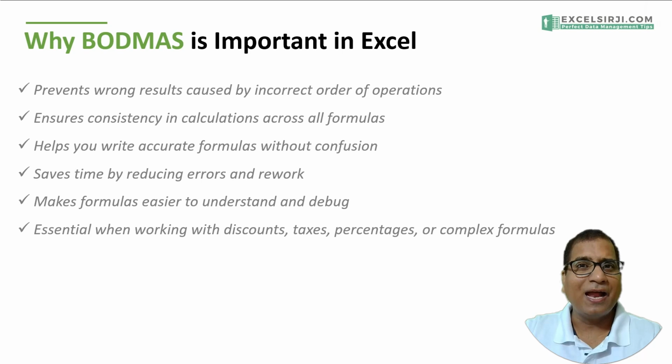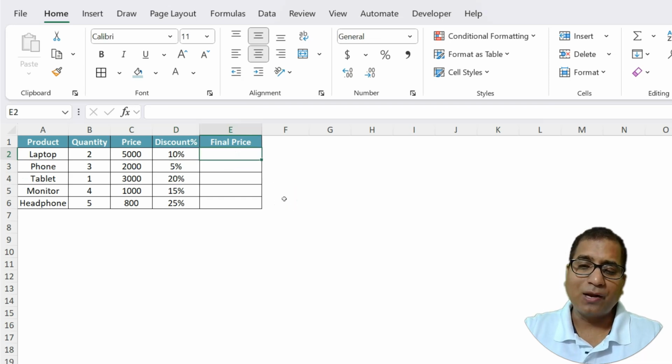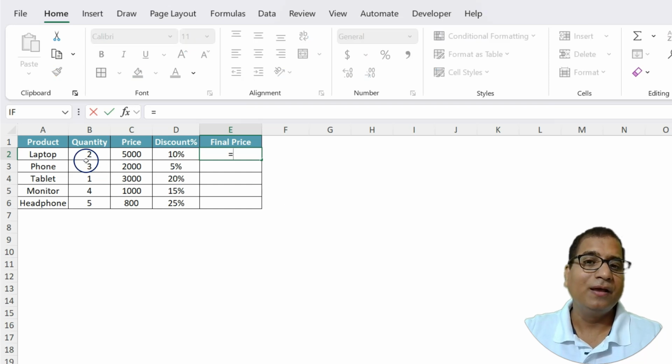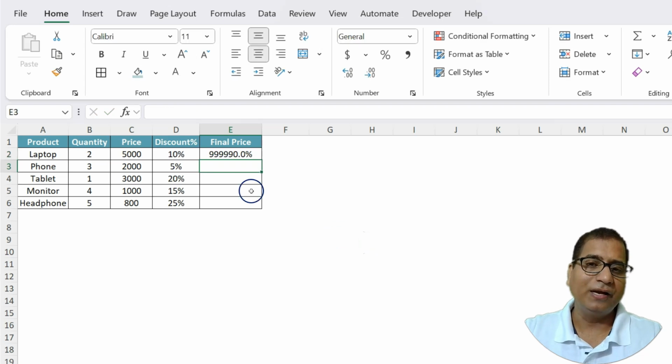Let's go to Excel and try to understand how this works. Here I have a sample sales data and I have got the product name, quantity, price, and discount. And with this, I want to calculate the final price. Now, the way to calculate the final price can be quantity multiplied by price minus the discount. If I put it like this, I'm not getting the right answer, right?